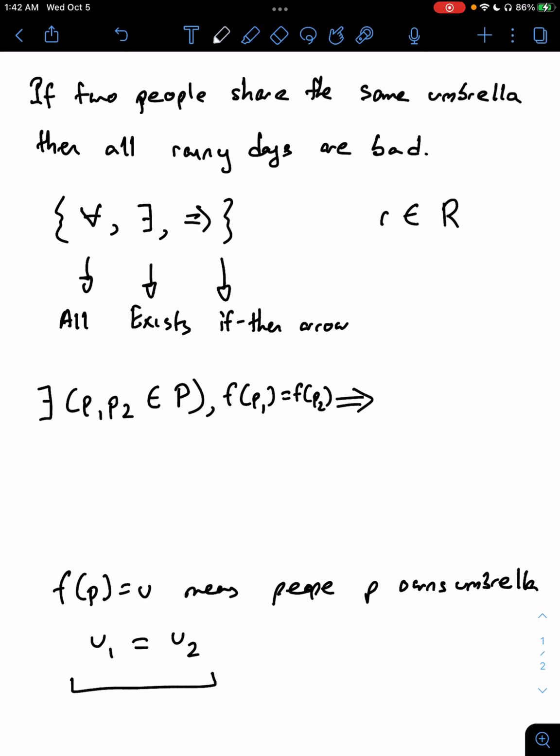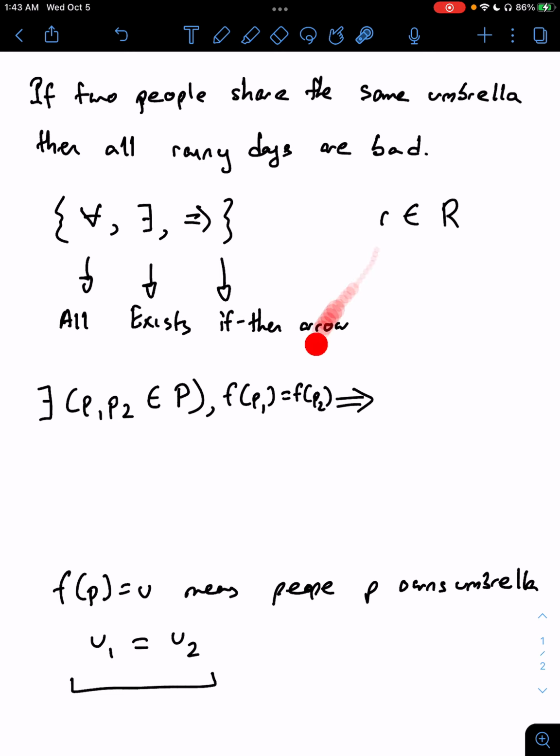So let's see this. What's this magic thing? Well, that's cool. So this makes it so that this exists, and these two people are elements of big P. So there exist P1 and P2 such that f of p1, which is umbrella 1, is equal to f of p2, which is umbrella 2. So that's all of this covered.